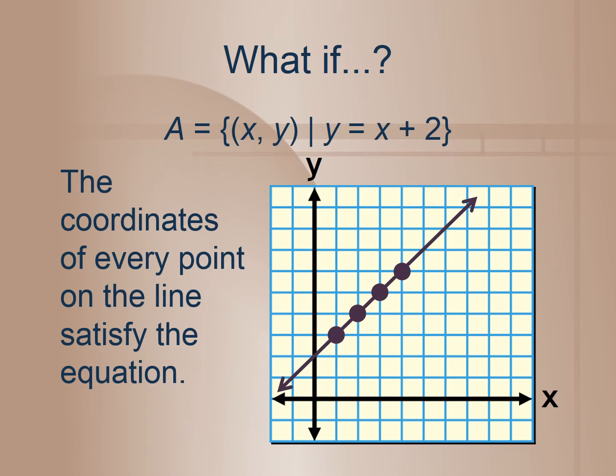So the coordinates of every point on the line satisfy the equation. So that's something that you need to know. If they specify a domain, you're just going to plot the points. If they don't specify a domain, or if they say the domain is all real numbers, or the domain is all the x's greater than 0, or they give you a domain where you have an infinite number of numbers, you want to go ahead and connect the ordered pairs with a line.